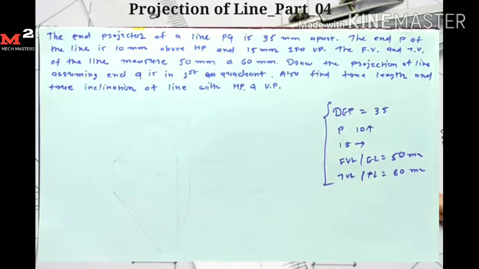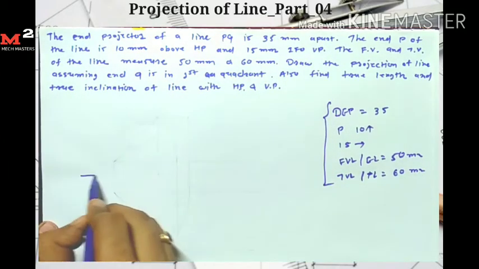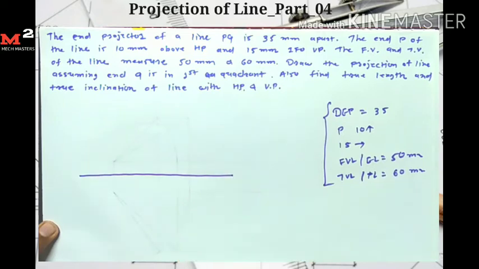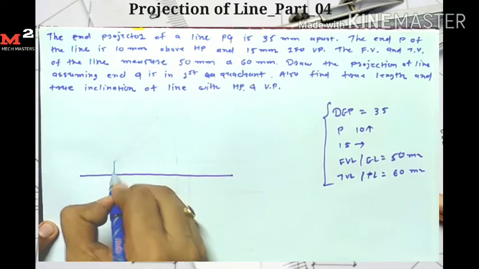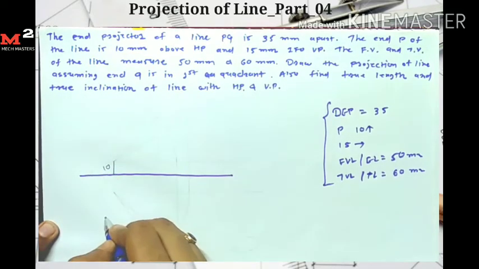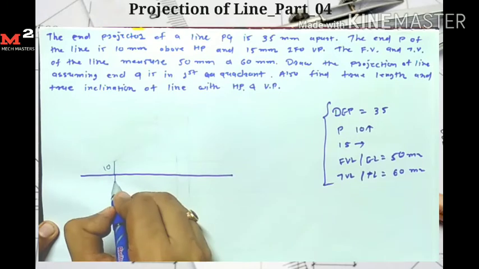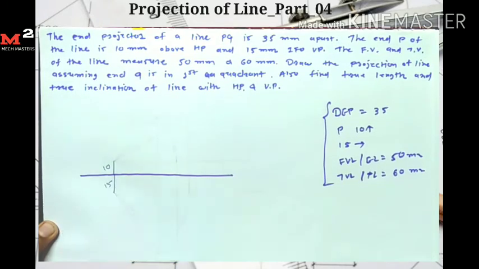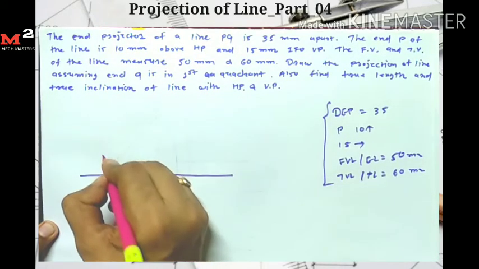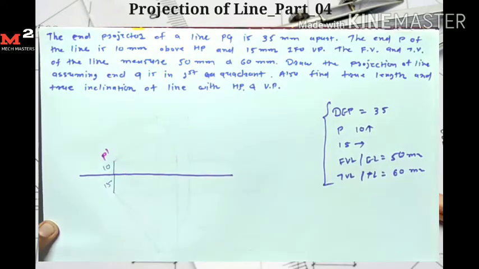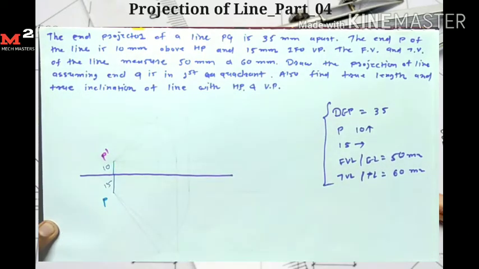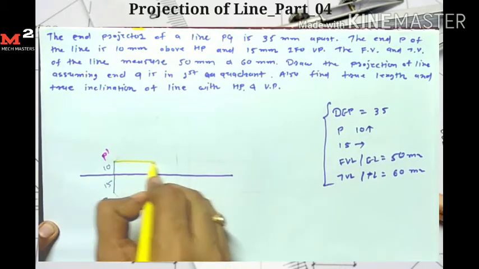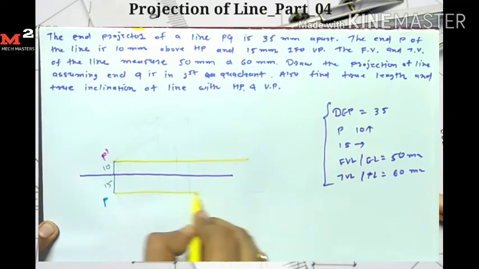First I draw one reference line here. Now first I present the point P. Point P is 10 mm above HP, so from here I measure the distance 10 mm, and it's 15 mm in front of VP, so I take the 15 mm distance here. So I get my P dash point here and P point here. First I draw the locus for these two points, P dash and P.